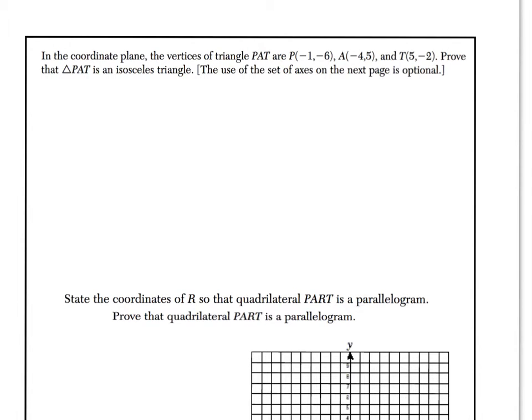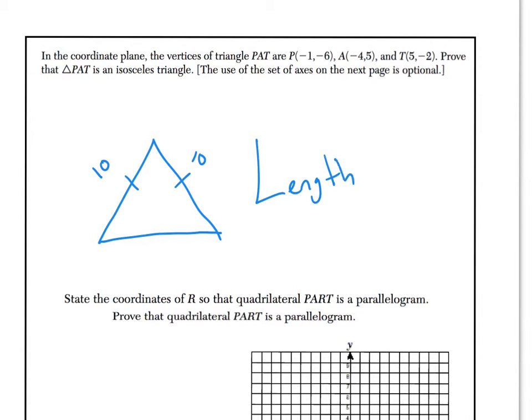Okay, here we have another great question. It says, prove that PAT is an isosceles triangle. Now, if you're having any trouble with this, just remember this. We know that something is an isosceles triangle if it has two sides that are congruent. So if you can prove that you have a triangle where two sides have the same length, then you've just proven that it is an isosceles triangle.